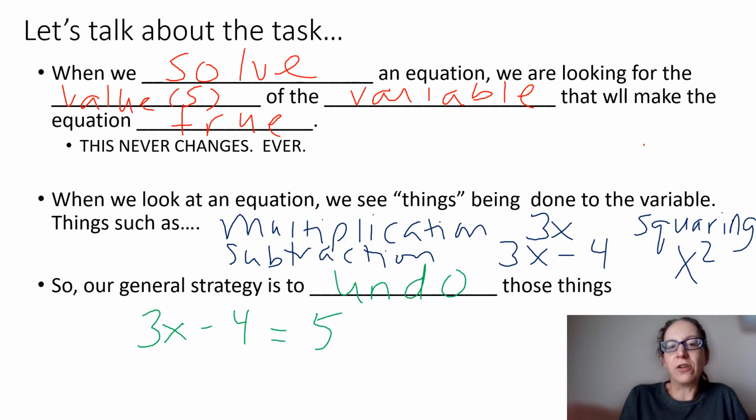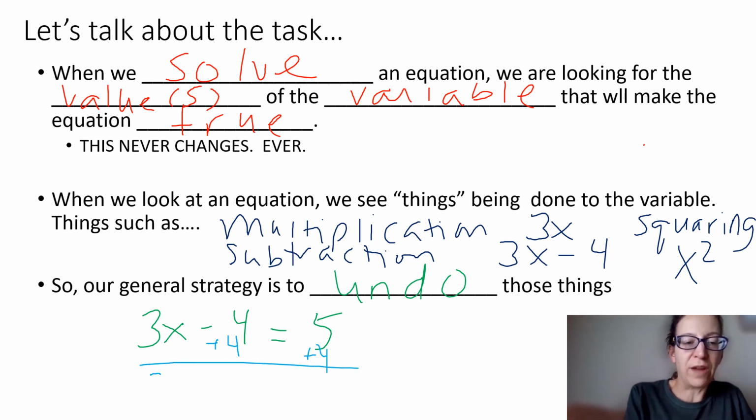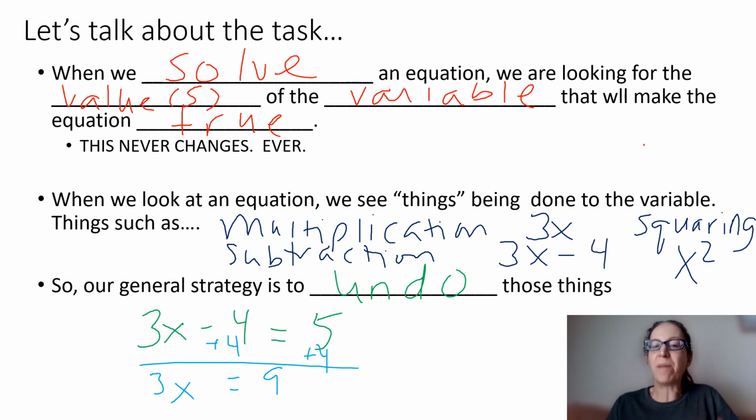So how would I undo subtraction? So again, we're looking at this general strategy. How would you undo the subtraction? You would, I hope, undo it with addition. And so you get your 3x. Now negative 4 plus 4 is 0, and 5 plus 4 is 9. And so you retain this balance to it. So you add 4, you have to add 4 to both sides to keep it balanced.